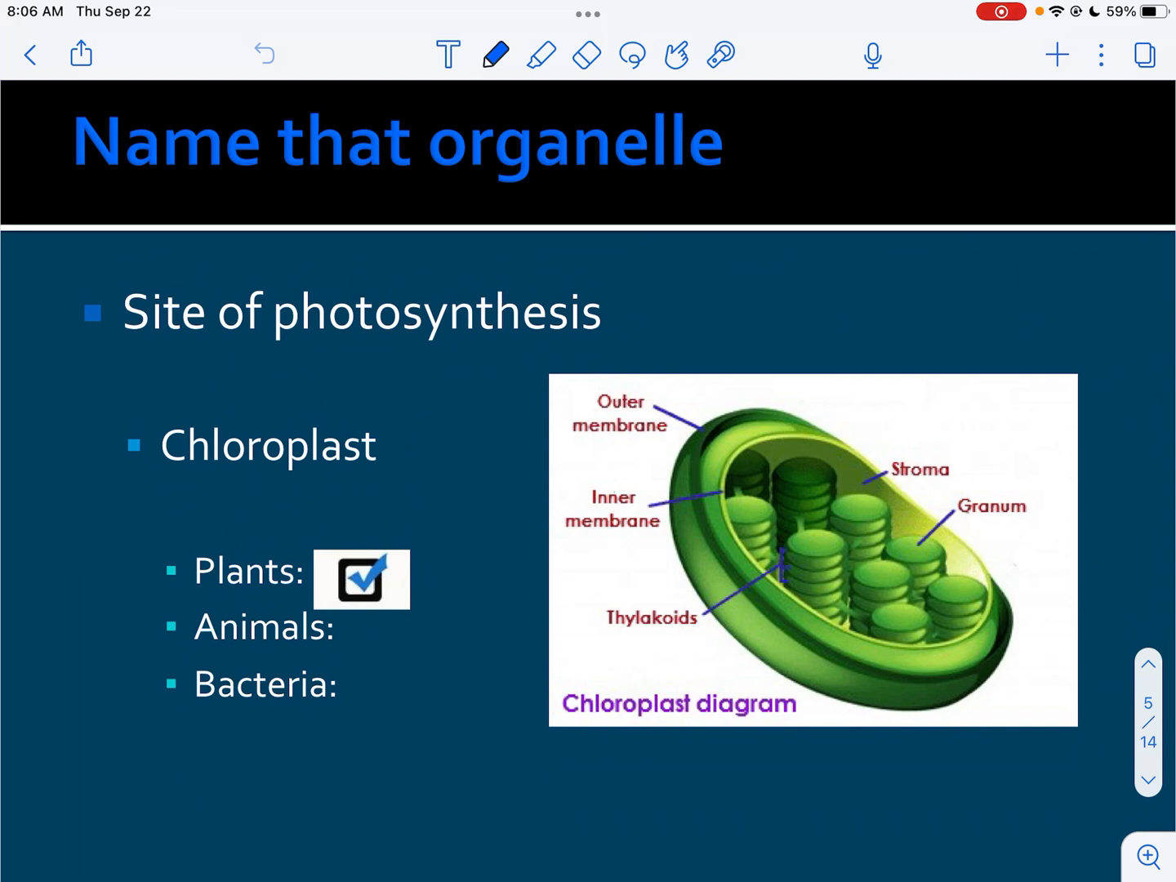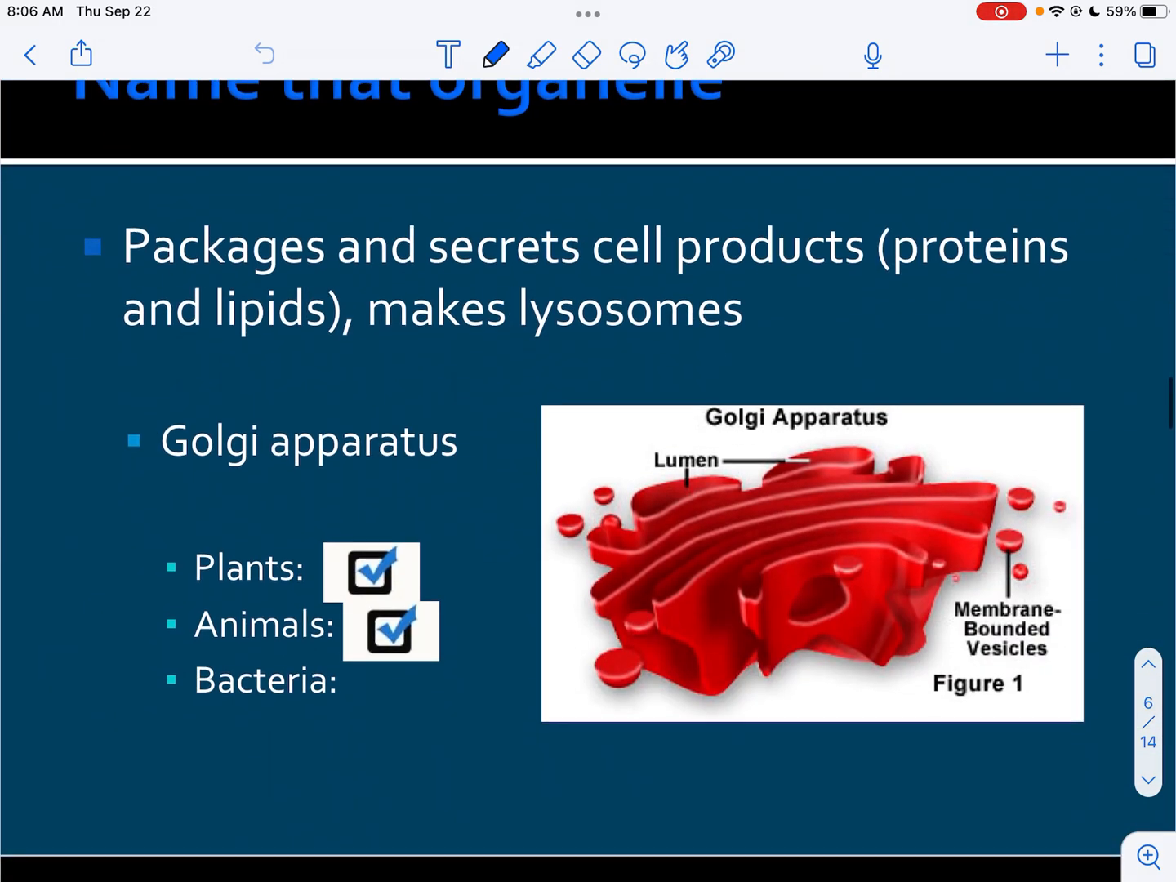If you take a look, there's another membrane surrounding it. So it's another membrane-bound organelle. Do prokaryotes have membrane-bound organelles? No, they do not. They don't.